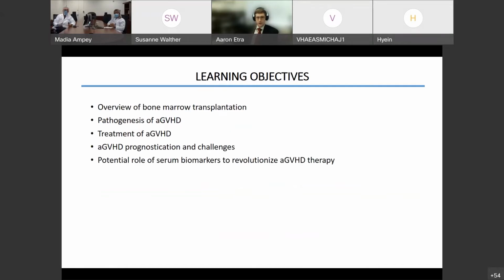And some learning objectives for today. First, I'll provide a basic overview of bone marrow transplantation. Next, we'll discuss the pathogenesis of acute graft versus host disease. We will talk about the treatment of acute graft versus host disease as well as the acute graft versus host disease prognostication and the challenges in doing so. We will conclude with the potential role of serum biomarkers to revolutionize graft versus host disease therapy, specifically acute graft versus host disease. We will not talk about prophylaxis today. That's an entirely different subject, and perhaps another time.